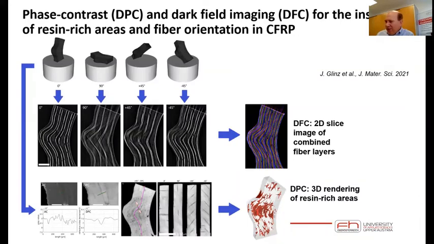Here in red, these are the resin-rich areas. The resin-rich areas have no carbon fibers inside. So here there's just the resin, the polymer. So we can measure the resin-rich areas with the differential phase contrast, and with the dark field contrast, we can measure the orientation of the carbon fibers in 3D. So the two modalities give interesting and important information.